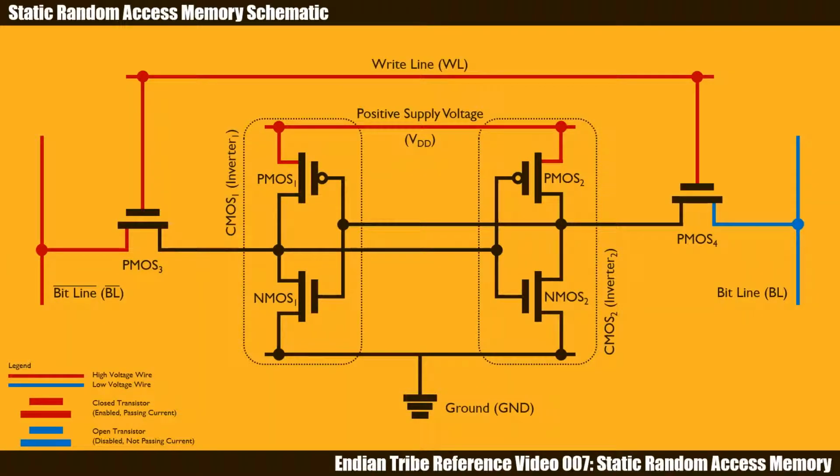Electricity flows into the input of CMOS 2, overcoming any previous state. This causes CMOS 2 to output low voltage, which then causes CMOS 1 to output high voltage. Then the write line loses voltage, and at this point the new value is latched in.